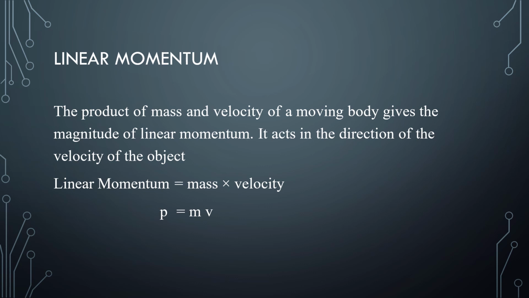Linear momentum is a vector quantity. Linear momentum is equal to mass into velocity, p equals m into v. It helps to measure the magnitude of a force. Unit of momentum: in the SI system it is kilogram meter per second, and in the CGS system it is gram centimeter per second.